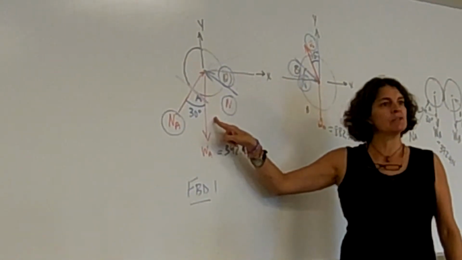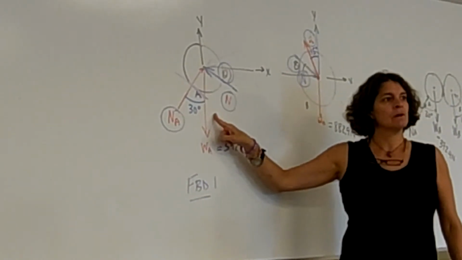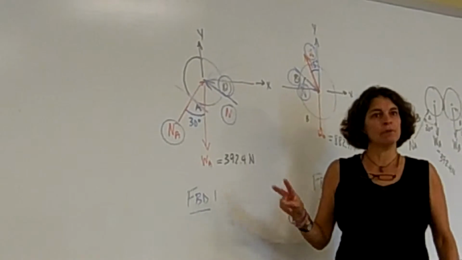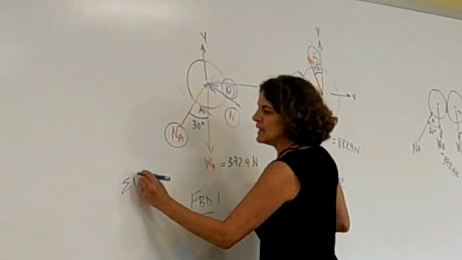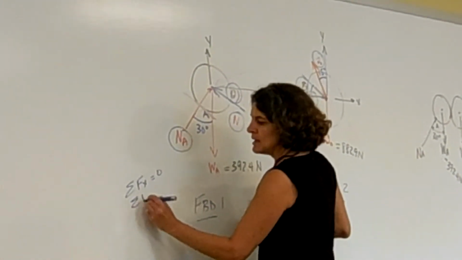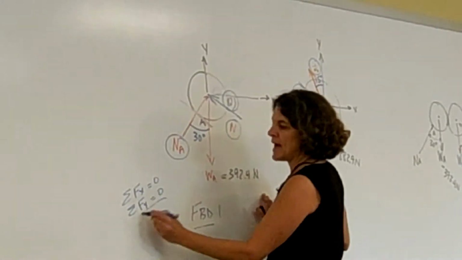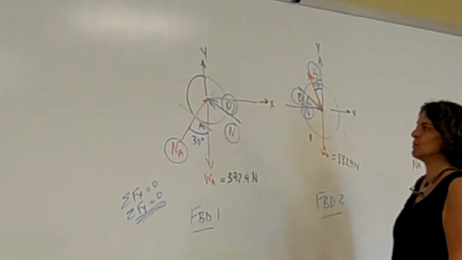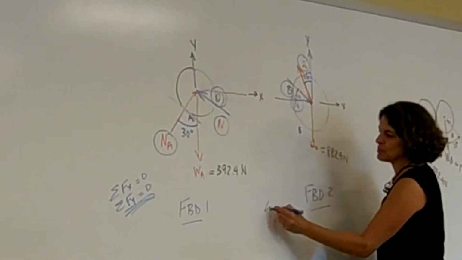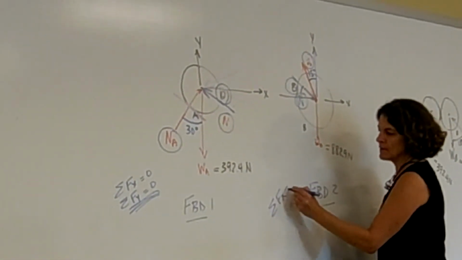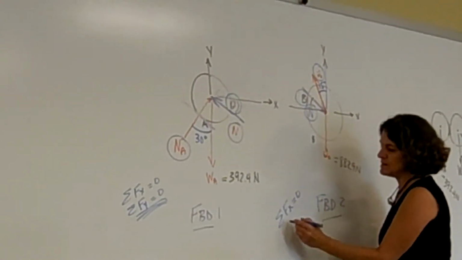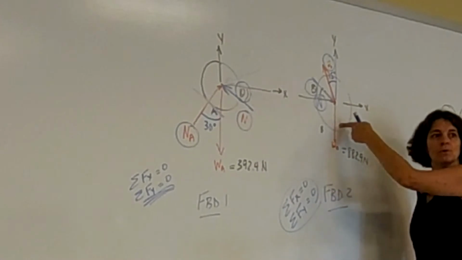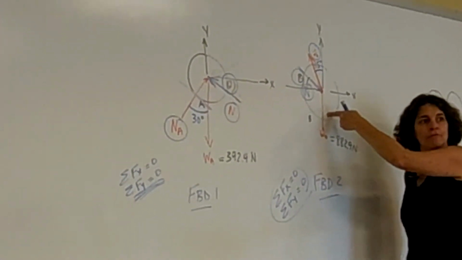And how many equations can I get from this? Only 2. Some of the forces in the x and some of the forces in the y equals 0. I only have 2 equations for this, but I have 3 unknowns. What equations do I have for this one? Some of the forces in the x and some of the forces in the y. 2 equations, how many unknowns? 3. I can't solve for these.